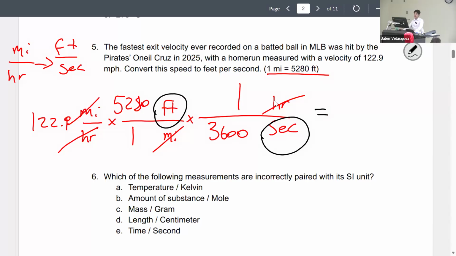So just as a reminder of how to calculate the dimensional analysis, any number that's on the numerator you will multiply, any number on the denominator you'll divide, right? So 122.9 times 5280 divided by 3,600, you're going to get 180.25 feet per second. Okay. Everybody good with that? Any questions? Good.